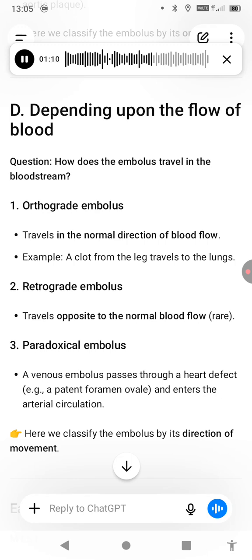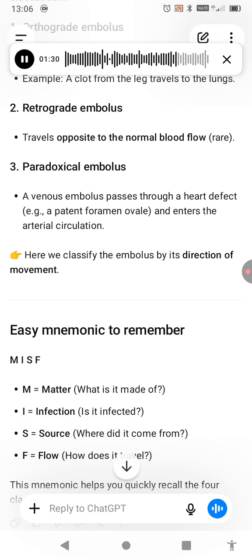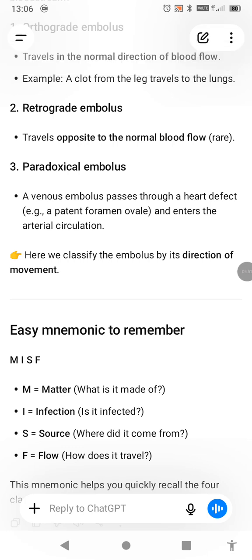D. Depending upon the flow of blood. Question: how does the embolus travel in the bloodstream? 1. Orthograde embolus travels in the normal direction of blood flow. Example: a clot from the leg travels to the lungs. 2. Retrograde embolus travels opposite to the normal blood flow, rare. 3. Paradoxical embolus: a venous embolus passes through a heart defect, e.g. a patent foramen ovale, and enters the arterial circulation. Here we classify the embolus.